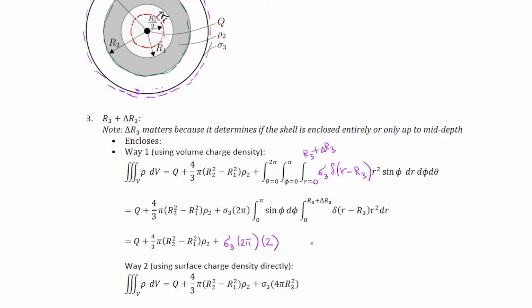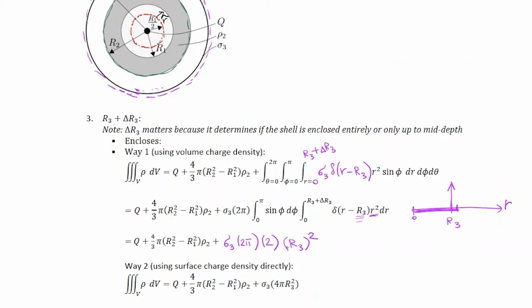Now for this part, we are going to use what's called the sifting property of the delta function, or sampling property. We know that this delta peaks at the value r equals r3. And this integration goes from 0 to r3 plus a little bit. So the integration interval captures this peak. And when this happens, delta will sample out the value of the function that multiplies it. So we're going to get the value of this r squared at the location of the peak, which is going to be r3 squared. Or we can simplify it as 4 pi r3 squared.